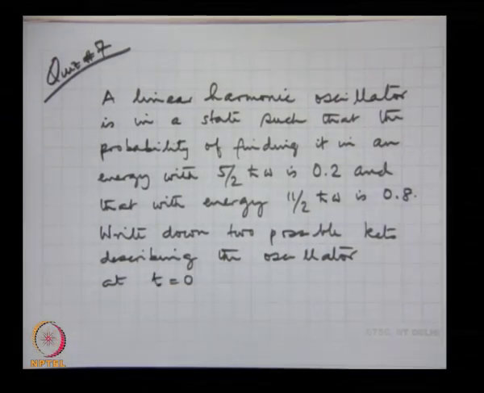Okay, very simple question. A linear harmonic oscillator is in some state such that if I measure its energy, the probability of finding 5 by 2 h cross omega is 0.2, and the probability of finding 11 by 2 h cross omega is 0.8. So you have to write two possible kets describing this oscillator.